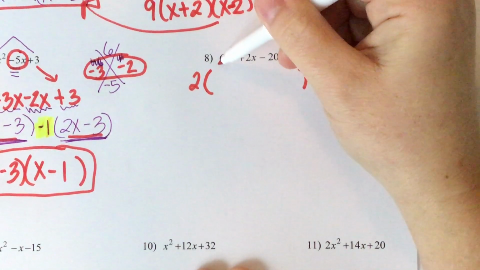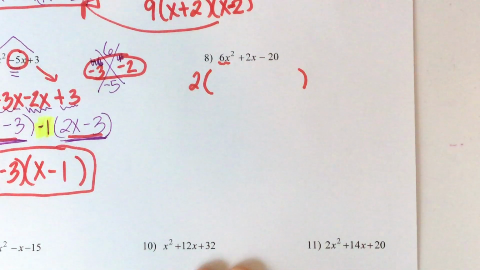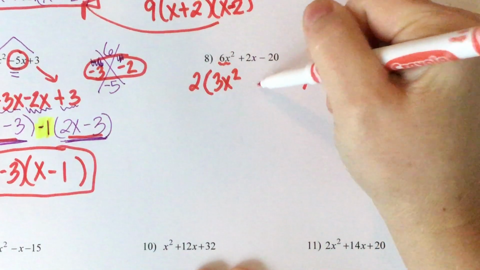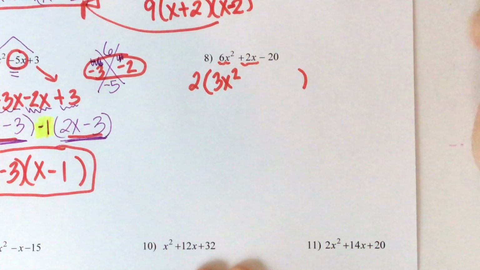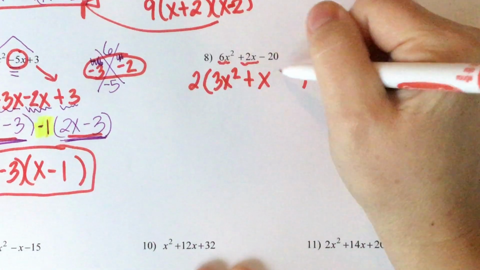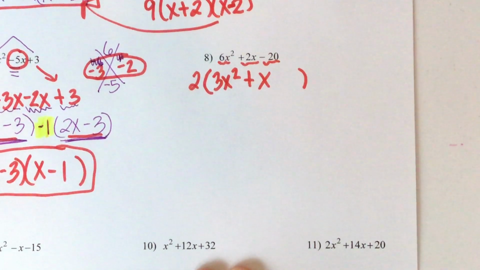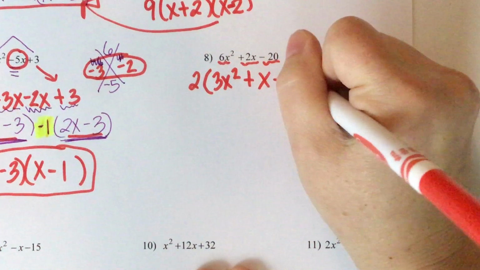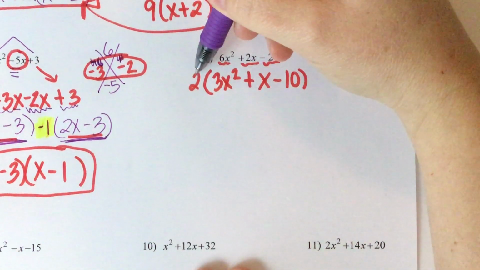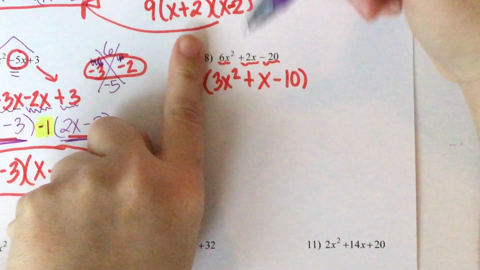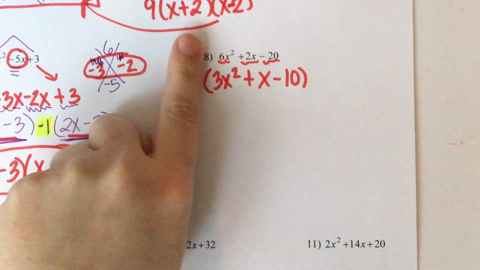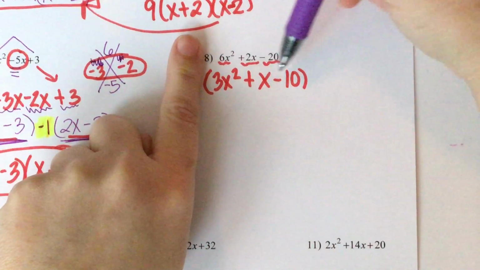2 times what is 6x squared? 3x squared. 2 times what is 2x? 1x or just x? Okay. 2 times what is negative 20? Negative 10. All right, so remember, if you take a GCF out, cover them up, look at what's in the parentheses as if it was your original problem, and go through the chart again. Does this in here have a GCF?